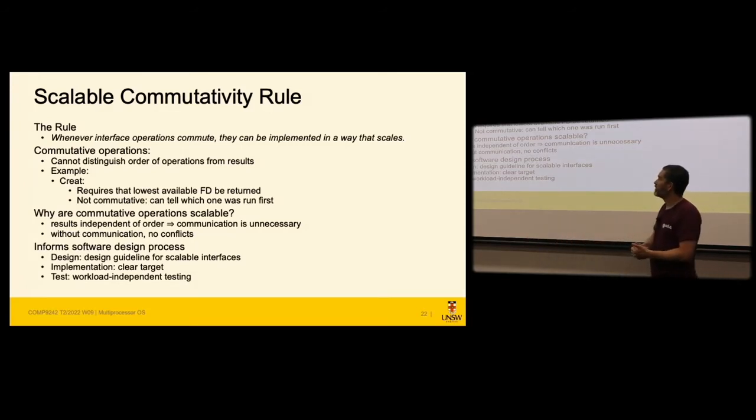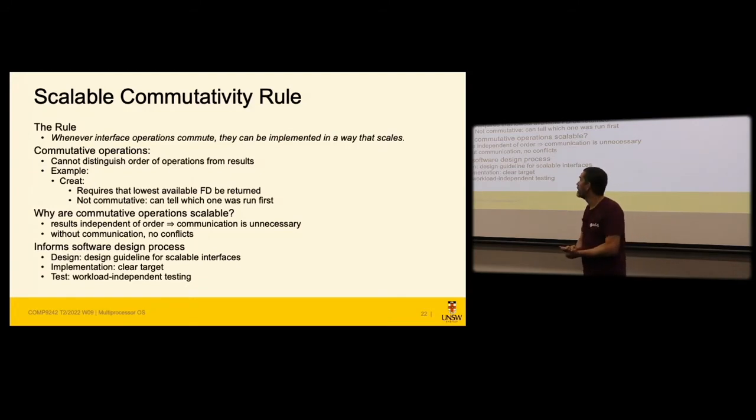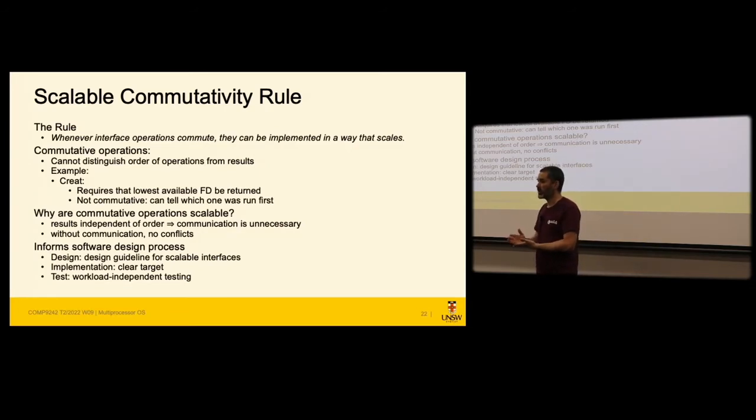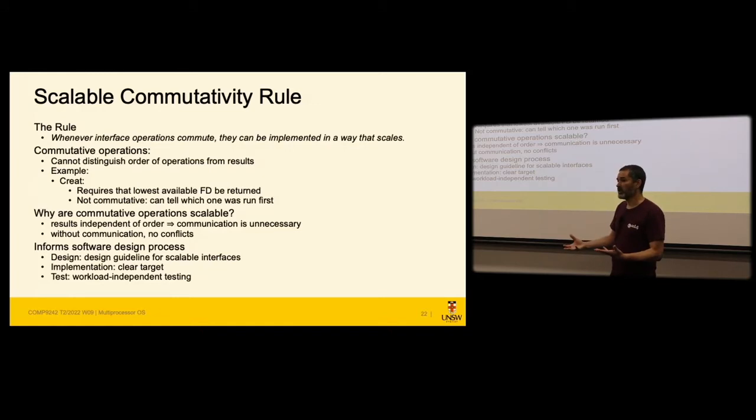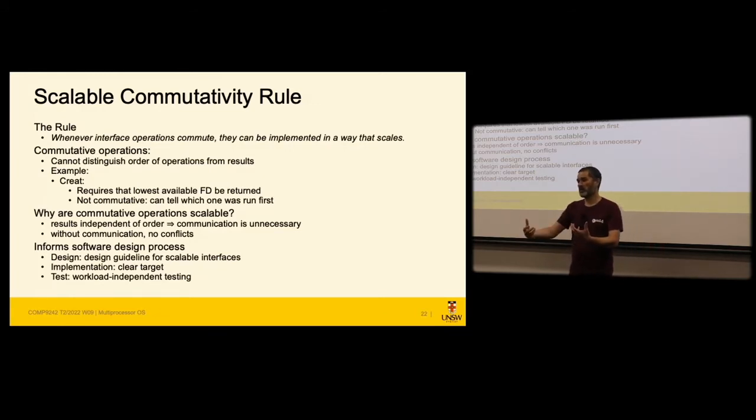A negative example of that is create in Unix, which says that the result of create will be the lowest available file descriptor. Now this isn't commutative, because if you run A then B, A will get the lowest file descriptor and B will get the next lowest file descriptor. Whereas if you run B and then A, B will get the lowest file descriptor and A will get the next lowest. And so you can tell by the results in which order they were run. And so they're not commutative. That's an example explaining commutativity.